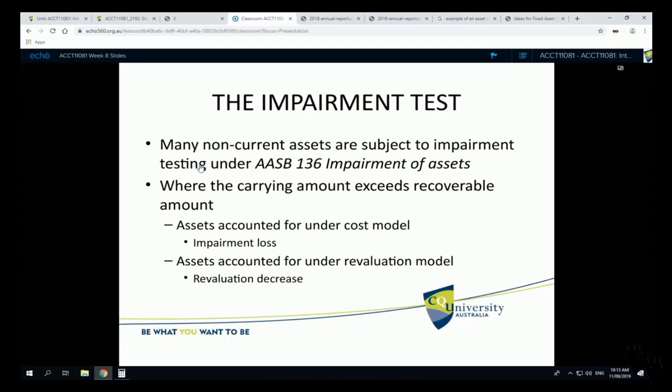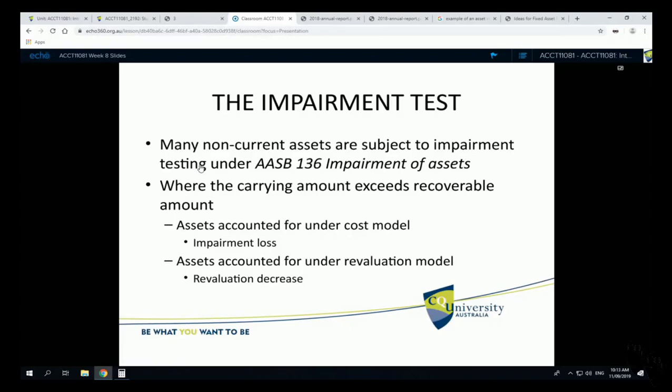So it exceeds the recoverable amount. We have an impairment of that asset. So we have to test for impairment. There are a number of factors which indicate when we have to test for impairment. And that was what gave me sort of grey hairs back in 2005.